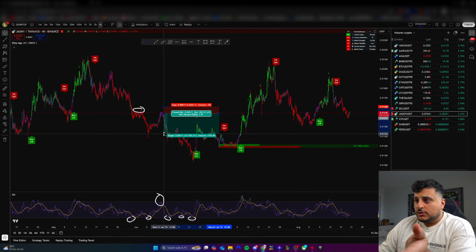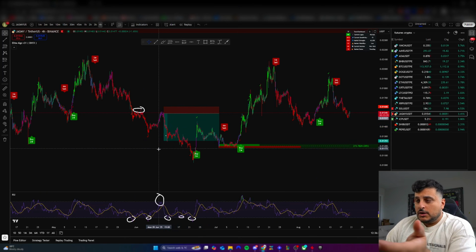I can risk 1 to 3, so maybe something like this if I want to, or 1 to 2, or if I want to go for a 1 to 4. That's really up to you and what you want to trade with and what type of risk management you want to set for yourself.